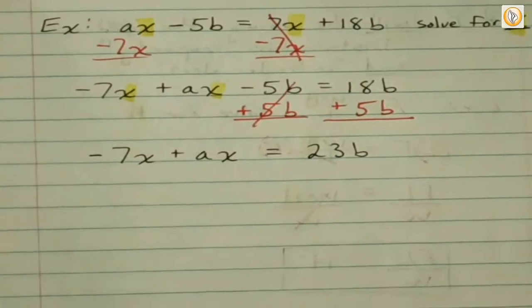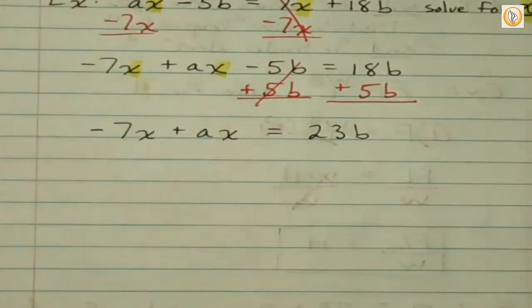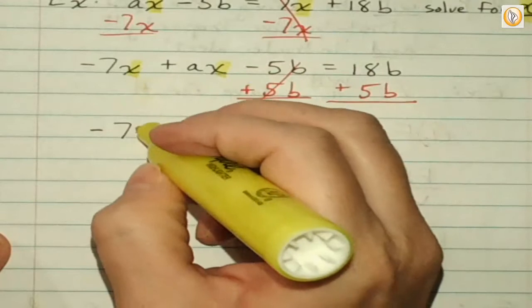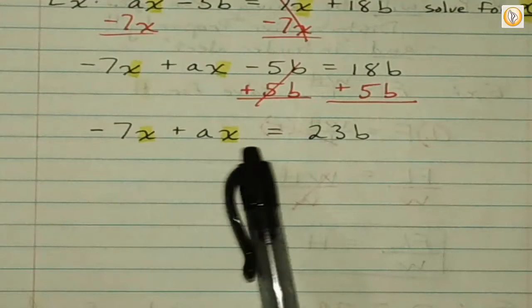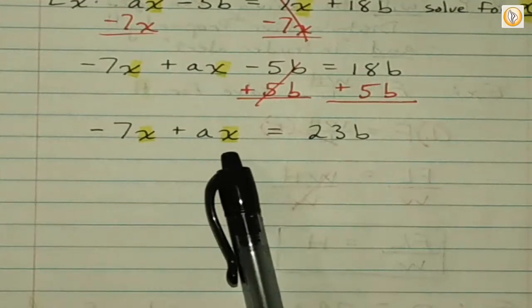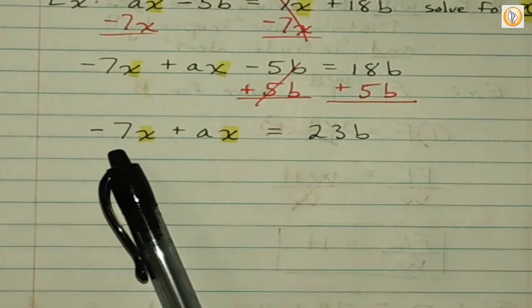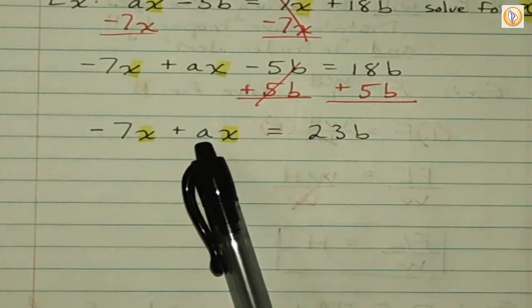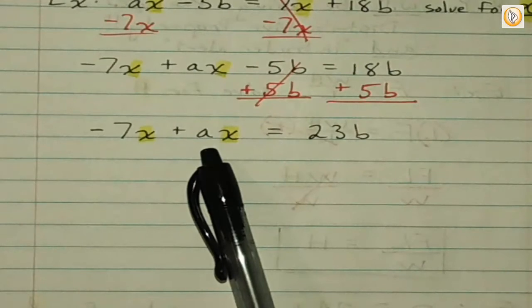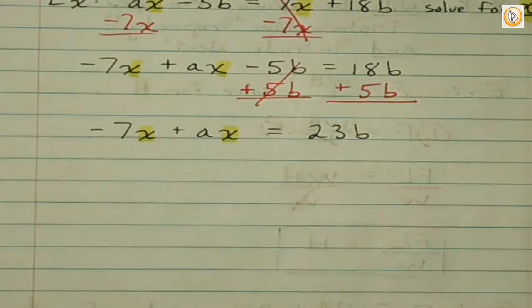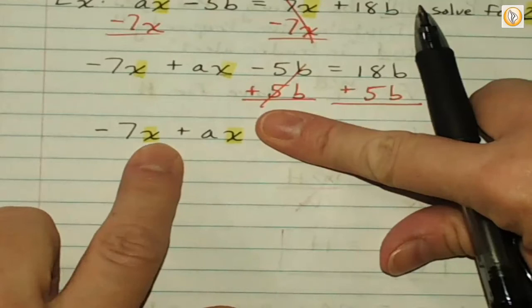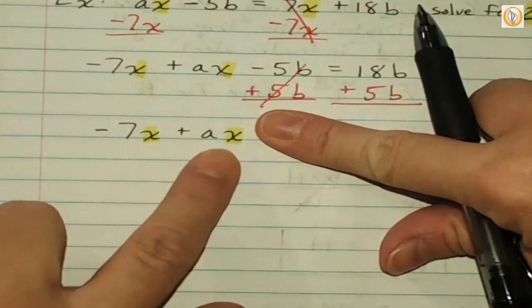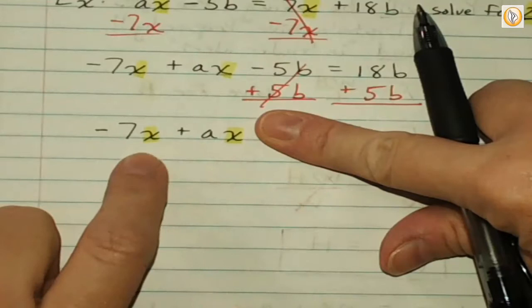23b. Good. Okay, here's where that weird distributive thing comes into play. So we have to have x by itself over here. Does everyone see that? Yeah. But I have this negative 7 that I got to get rid of, and this a that I got to get rid of. Cecilia, do you see that? So that we can have x all by itself. So my question is, these two terms have what in common? They have an x. That's right. x they have in common.